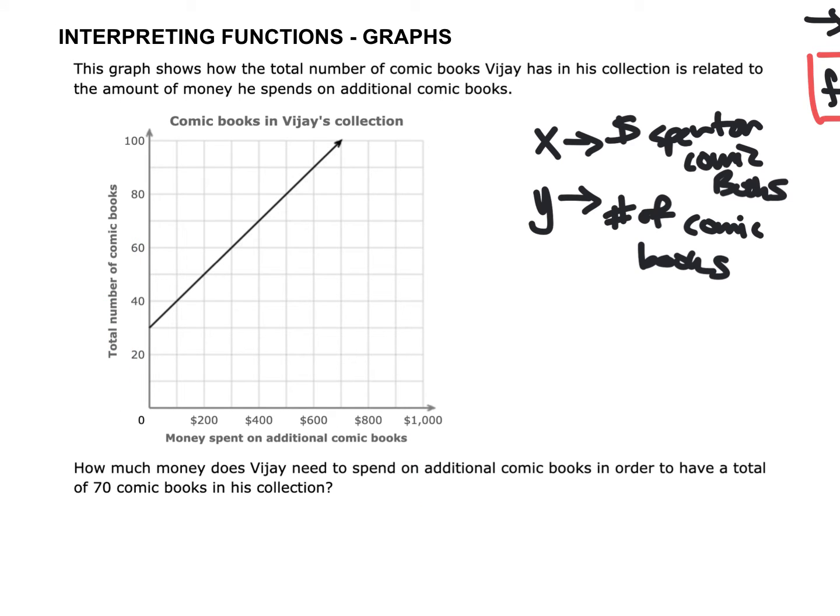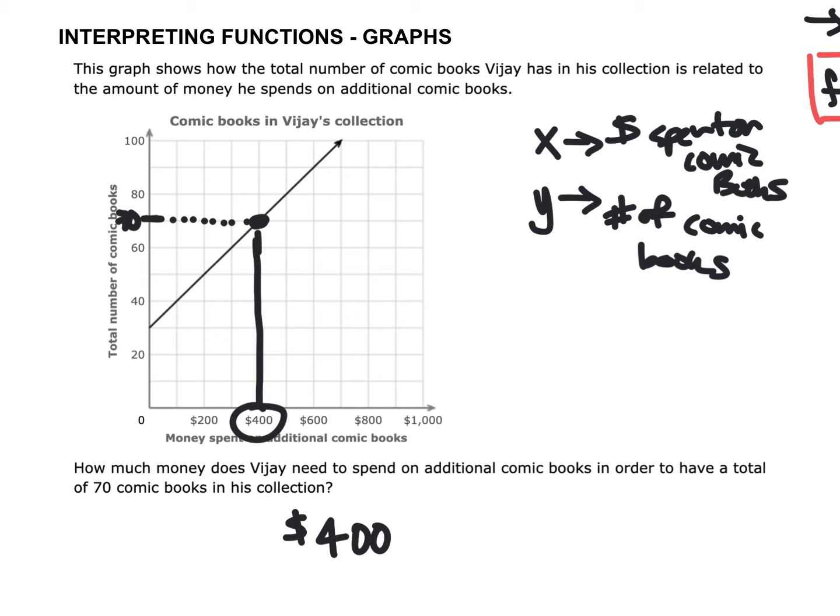So what we're going to do is come in here and find 70 on this, go over to our graph, find the point on our graph, and go all the way down and find the answer to be 400. So if VJ spends $400 on additional comic books, he will have roughly a total of 70 comic books in his collection. All right, that's what that means.